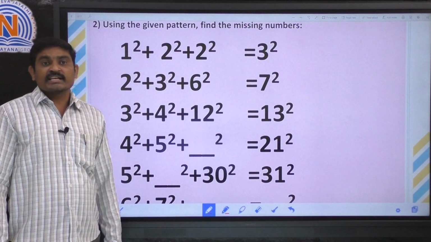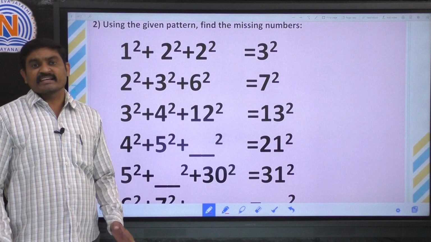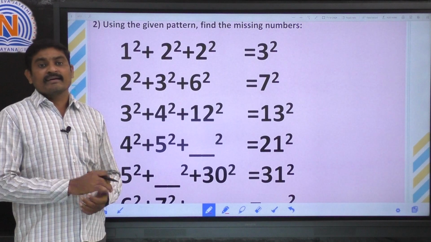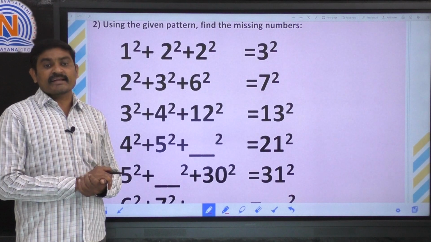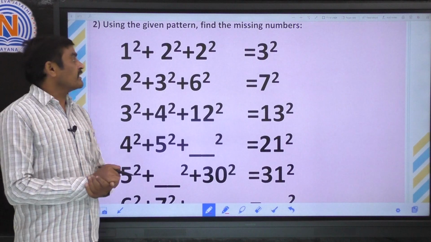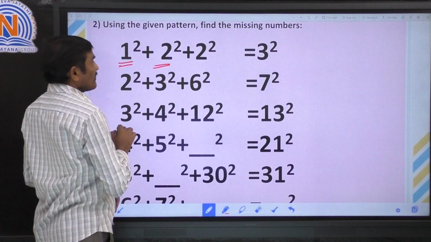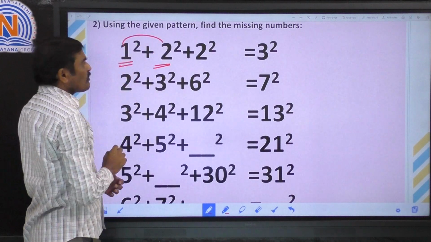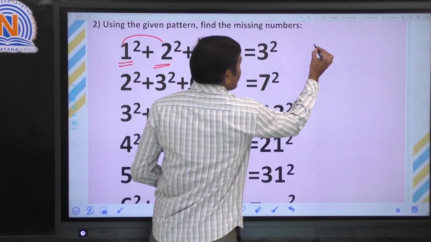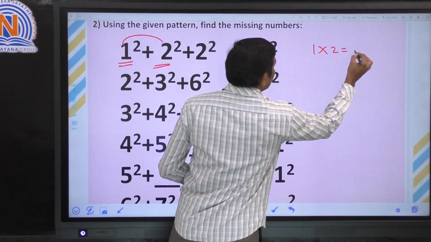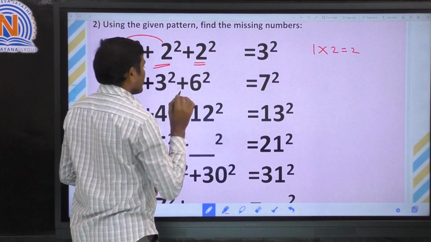See, using the given pattern, find the missing number. Observe here the pattern. By using the first 3 patterns, we can observe: 1 square plus 2 square. 1 into 2 is equal to 2. So the third number is 2 square.